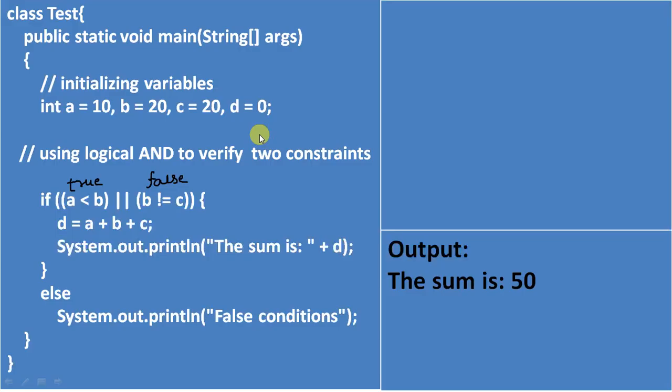That was about the logical operators. In this video we have learned the logical AND operator and the logical OR operator. The logical AND and OR operators are mostly used in programming. Many times we use them in programming to check conditions, so they are important operators.